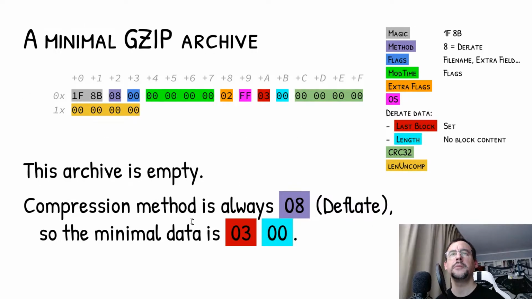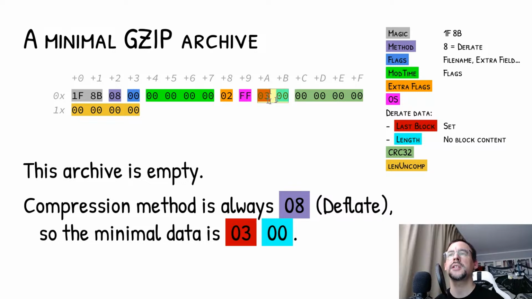So this is a very minimal GZip archive, and the compression on GZip is always deflate. So basically, the minimal data is here to say this is an empty GZip, and the length of the uncompressed data is at the end, and in this case it's 0. So that's the very minimum file, and this 03 just says no data. So we see that it's not storing, even if it's empty data.